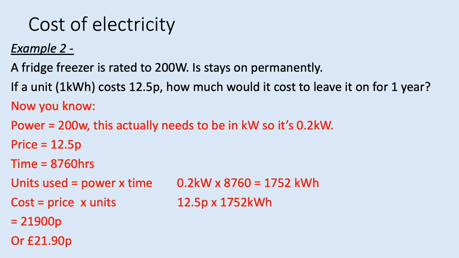So to have your fridge freezer on for an entire year, it's going to cost you £21.90, which seems quite a lot, but remember that's a year. If you divided that by 12, you're only paying a few pounds a month for your fridge freezer. But it certainly adds up, doesn't it?